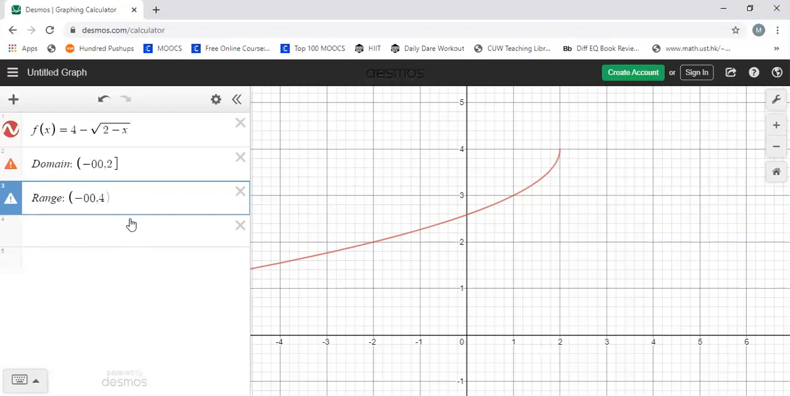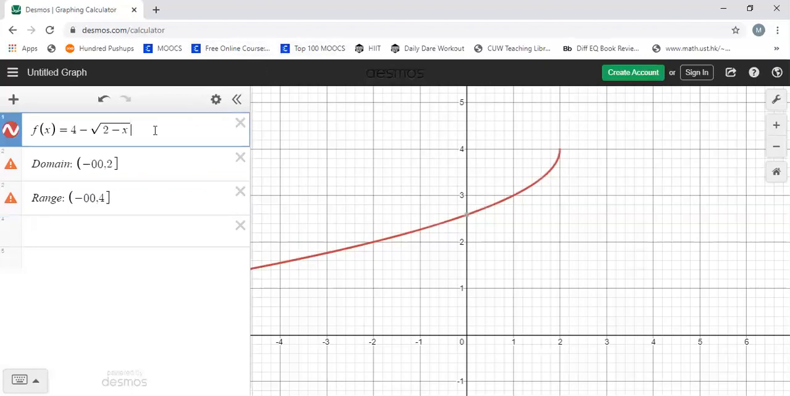Now, can we get 4? Well, we just talked about it, right? If I put in 2 for x, I get 4 minus 0, which is 4. So yes, I can actually put in that point. The bracket means that I am including the point 4. 4 is a point that I can use, right? So domain and range. And we'll look at one more function here.